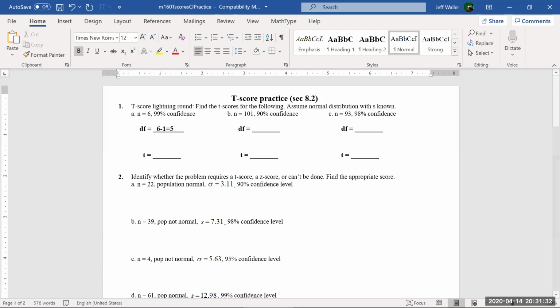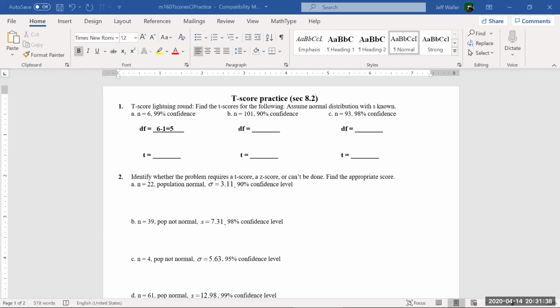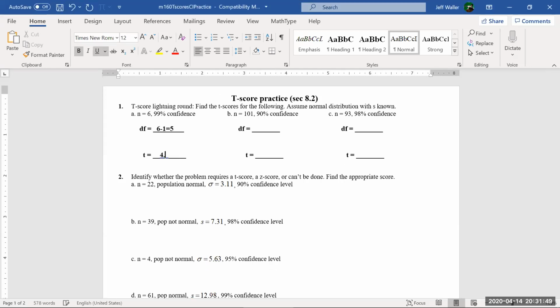If I take a look, let me see if I can pull this up. Bam, T-score chart. 1% in 2 tails, and I want to stop at 5. So I get 4.032. 4.032. I like it. Pull this back in. Okay, cool.